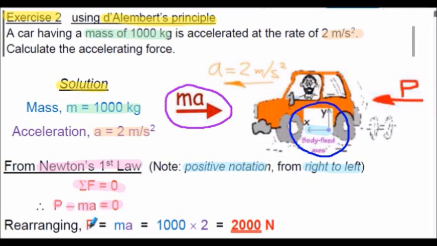Rearranging, the applied force P required is the mass of 1,000 kilograms multiplied by the acceleration 2 meters per second squared. So 2,000 newtons or 2 kilonewtons is the force required to achieve the acceleration. If you compare that answer with the answer from the previous presentation for exercise 2, it's exactly the same. It's just the variation in the approach of the solution when we apply D'Alembert's principle.